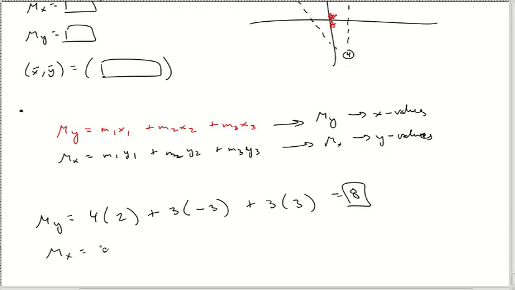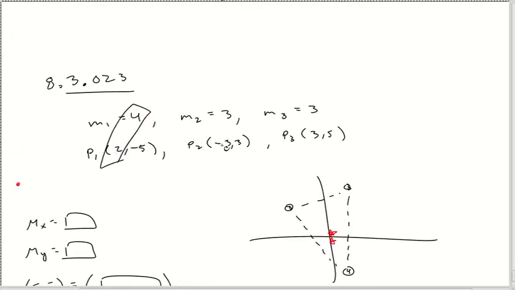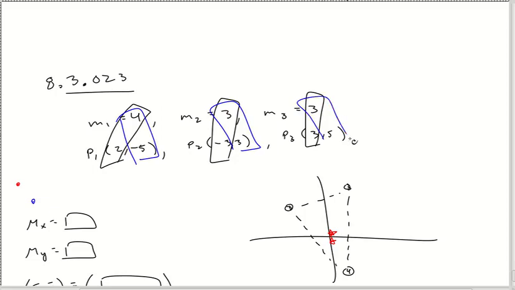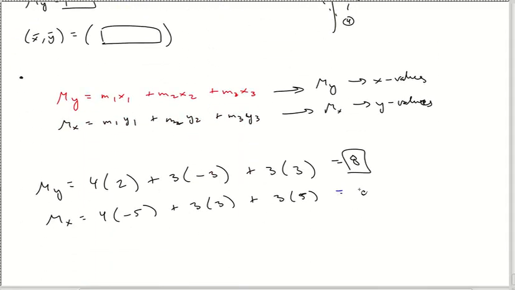My Mx, I'm going to now do the y values. So negative 5, 3, and a 5. And all I'm doing here is pairing them up. See, there's my x values, and then my y values. I'm just pairing them up. That is all I'm doing there. And this came out to be a 4, by the way.